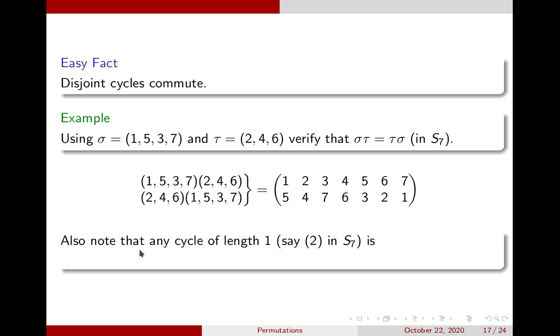One other thing to note is that any cycle of length 1, like the cycle (2) in S7, is, so what is the cycle (2) in S7? 2 is sent to 2, and every other number is sent to itself. A cycle of length 1 is the identity permutation, which we ordinarily denote by the Greek letter epsilon.